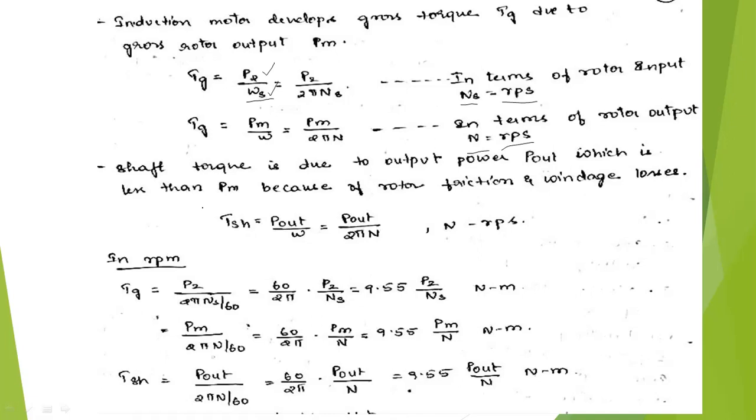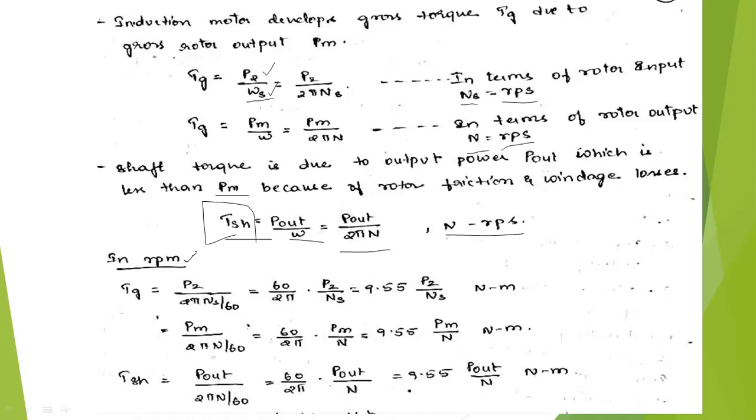So this is less than Pm, because we have to omit rotor friction and windage losses. So Tsh is equal to P output by omega. Tsh means the shaft torque at the rotor, the final output. So P output by omega, that is P output by 2 pi n. This is also in RPS.